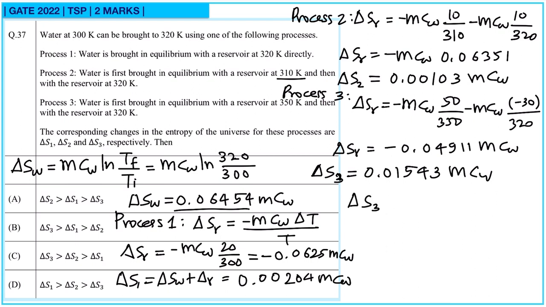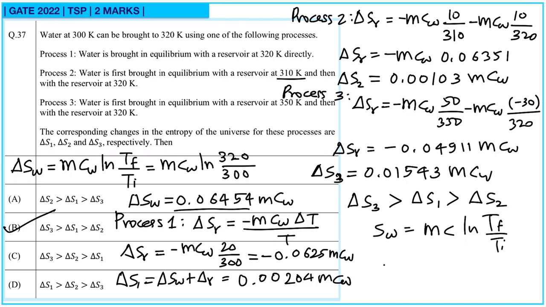Now compare delta S1, delta S2 and delta S3. From these values we can see delta S3 is greater than delta S1 is greater than delta S2. So here option B is correct. For water we have used the formula m Cw ln of Tf by Ti, and for reservoir we have used the formula delta S reservoir is equal to dq by T, which is m Cw delta T by T. Next question.